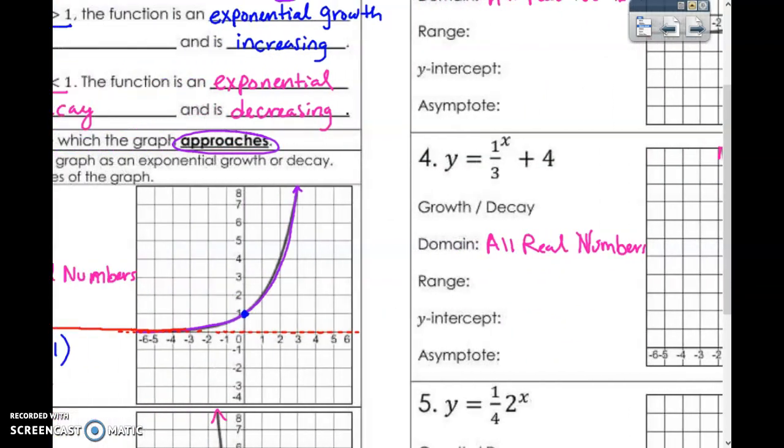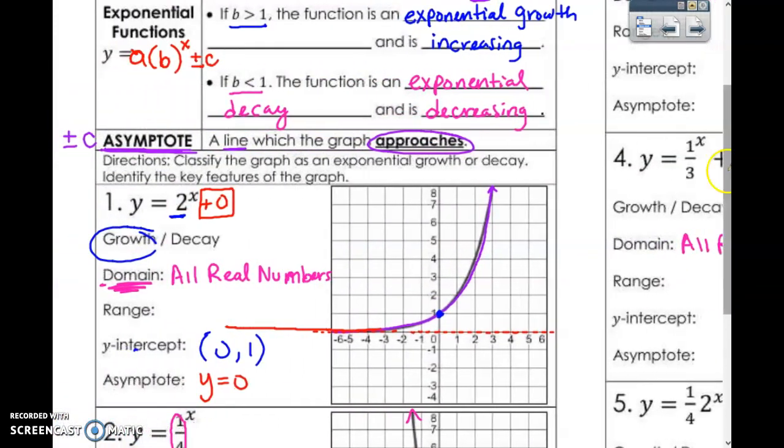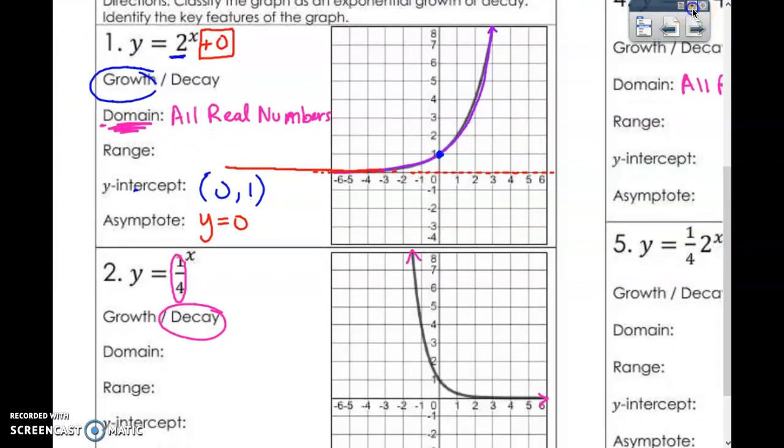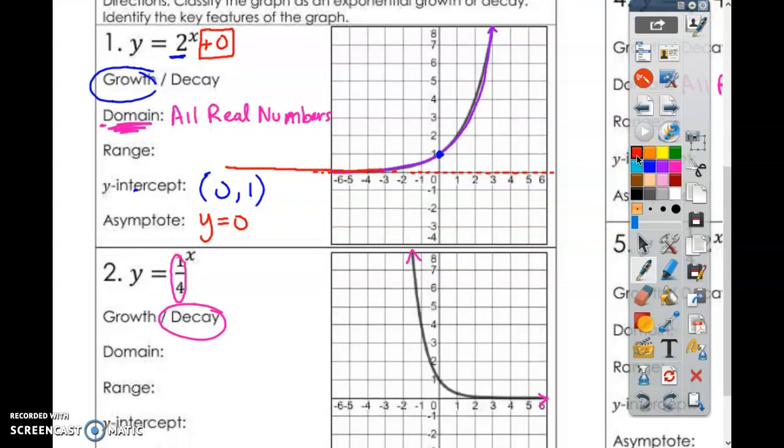The one that you're going to have a little bit of a problem with is going to be the range. Range is from the bottom to the top. So it's always going to start at the asymptote. Whatever the asymptote is, that's what your range is going to start at. And this one is going up, so it starts at 0 and it goes up. So it's all real numbers greater than 0. It starts at the asymptote, then you have to figure out, is it going above the asymptote or below the asymptote?